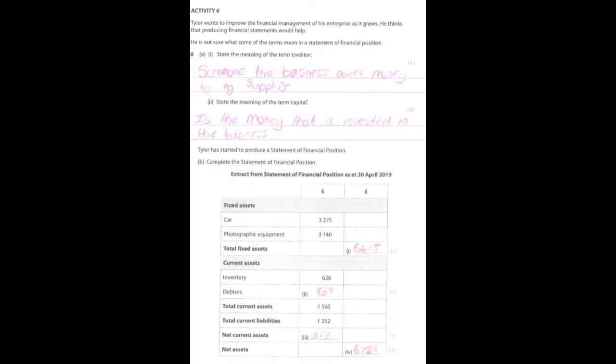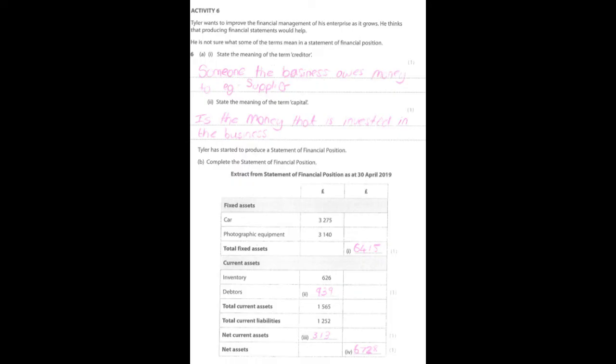So if you look at how that's set out there, total current assets is below total current liabilities. If you subtract those two away, you find your net current assets. And to find your total assets, all you have to do is add your fixed assets to your net current assets. It really is as straightforward as that.